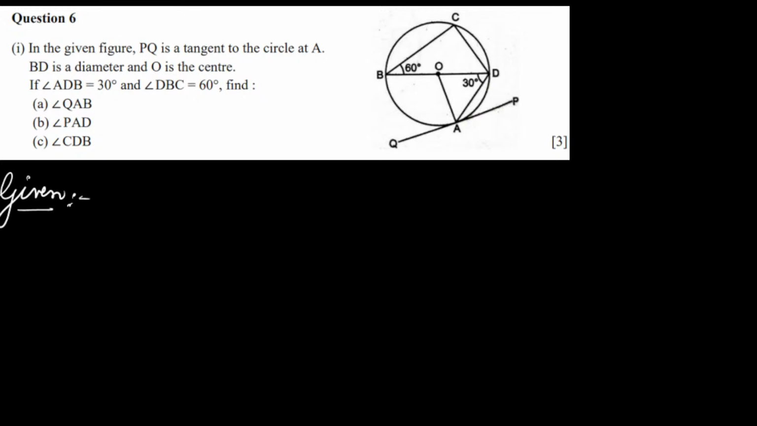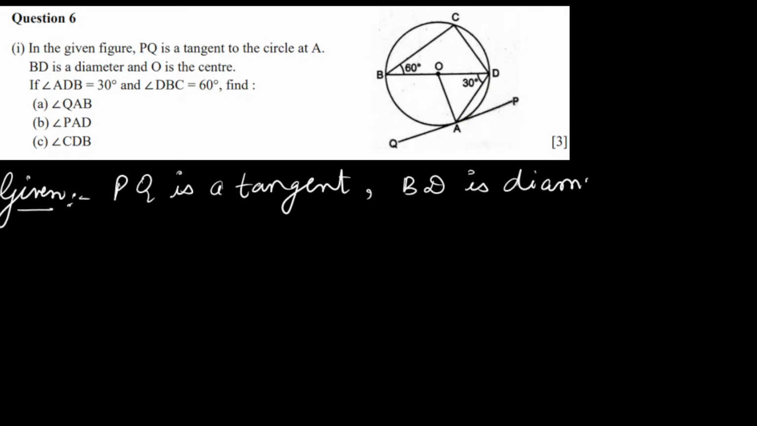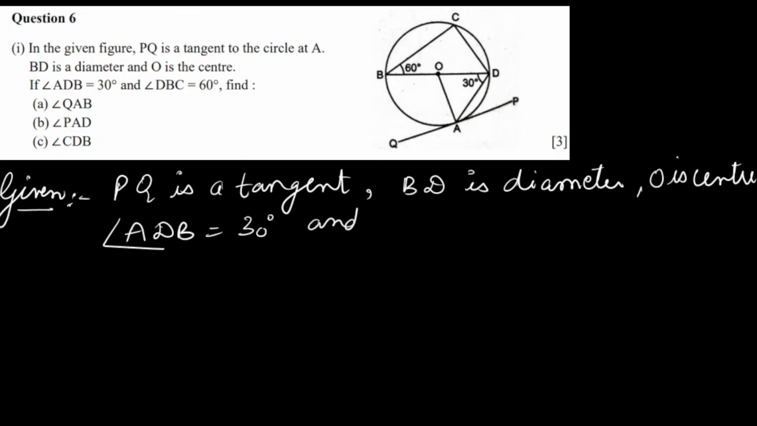In the given figure, PQ is a tangent to the circle. All the given things we will write. BD is a diameter and O is the center. Other than that, two angles are given to us. The first angle is angle ADB, which is equal to 30 degrees. Another angle is angle DBC, which is equal to 60 degrees.